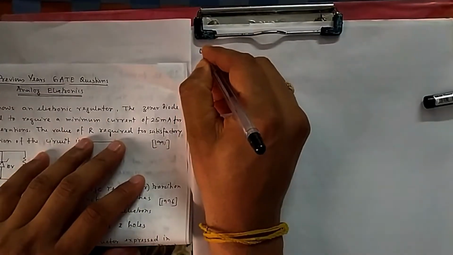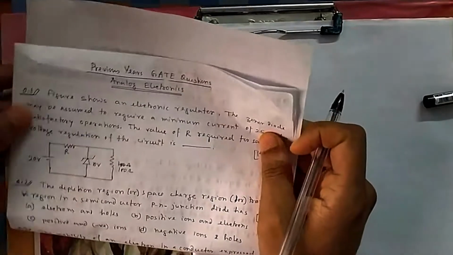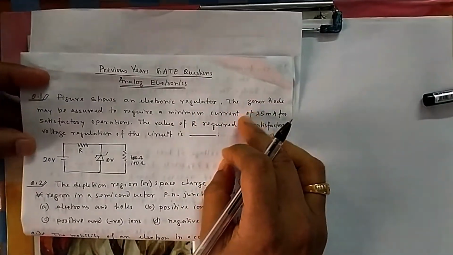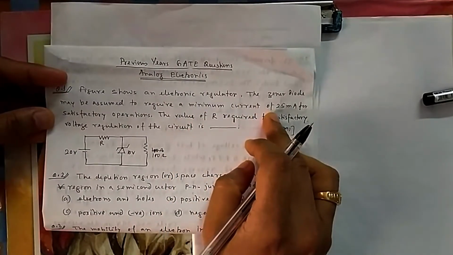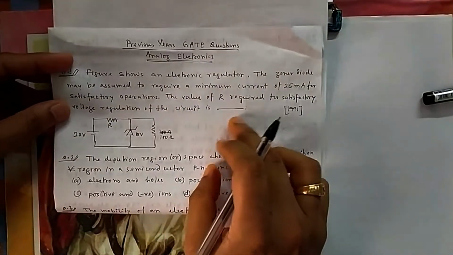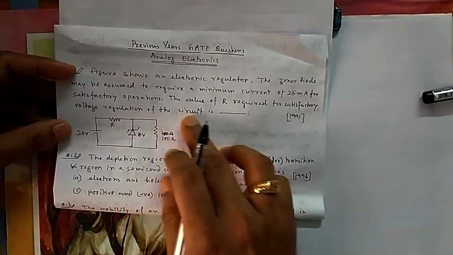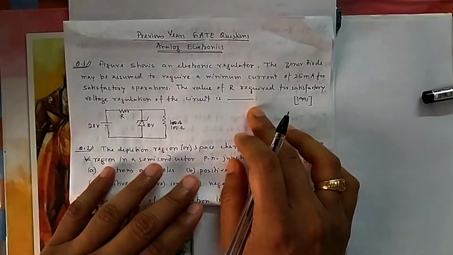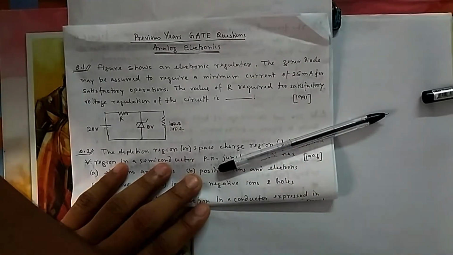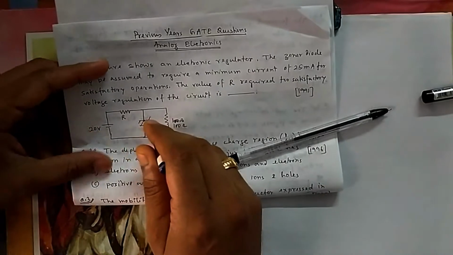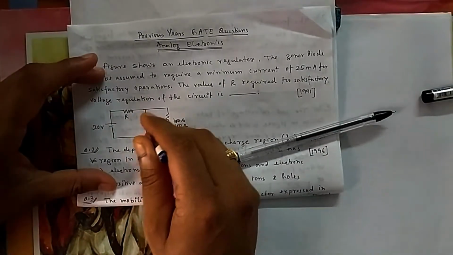Okay students, question number 1, what are they asking? The figure shows the electronic regulator. The Zener diode may be assumed to require a minimum current of 25 milliampere for satisfactory operation. The value of R required for the satisfactory regulation of the circuit is? Now you know Zener is always operated as a voltage regulator and it works in the reverse breakdown region.